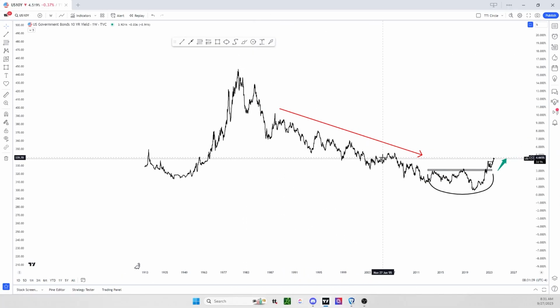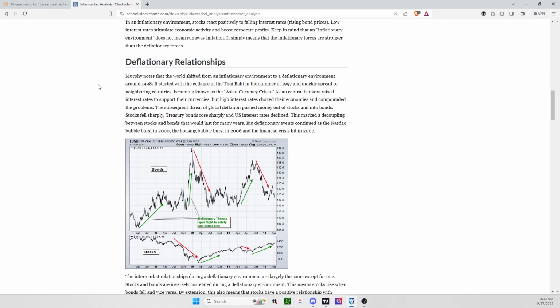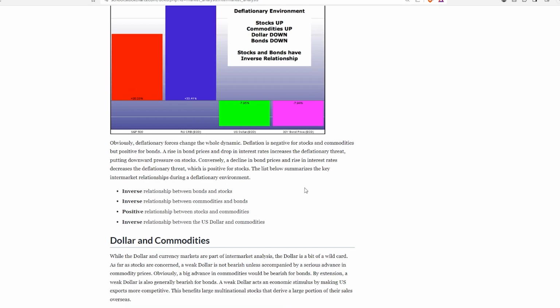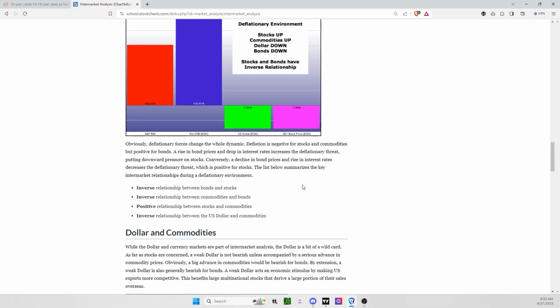This has given the market an opportunity to form intermarket relationships in a deflationary environment that have become very, very normal for us to trade. Let's look at those really quick and I can show you exactly what I mean. Go over here to intermarket analysis on Chart School on stockcharts.com, and we can see the types of intermarket relationships that we are normally seeing. This is what we've been trading for the last 40 years.